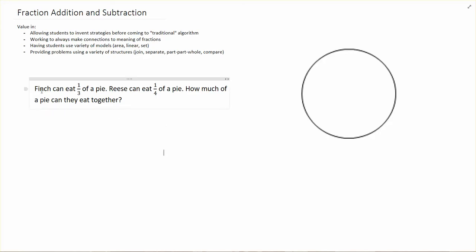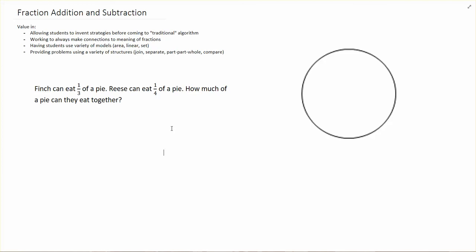So let's say we had this problem here. Finch can eat 1/3 of a pie. Reese can eat 1/4 of a pie. How much of a pie can they eat together? So once again, we're joining two things, the amount of pie Finch can eat, the amount of pie Reese can eat, and we're trying to find the result. So this is going to be an addition problem.